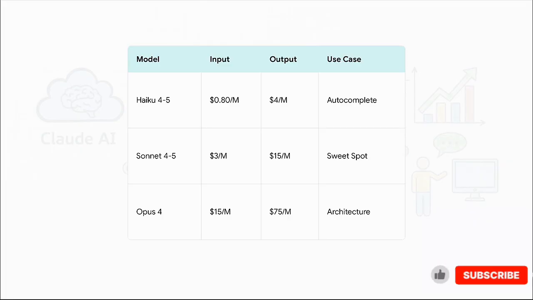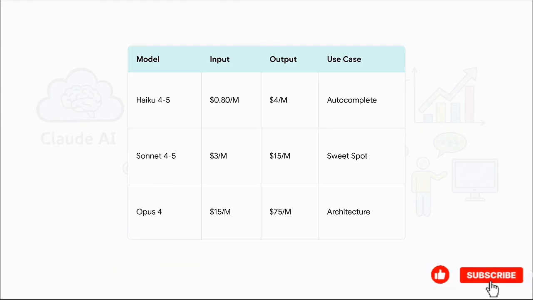So, which version of Claude should you actually use? We have 3 distinct options. First, Haiku 4.5. This is our lightning-fast, highly affordable option, great for rapid snippets and autocomplete. Then we have Opus 4, your heavy hitter. It is best in class for deep system design and complex architecture reasoning.